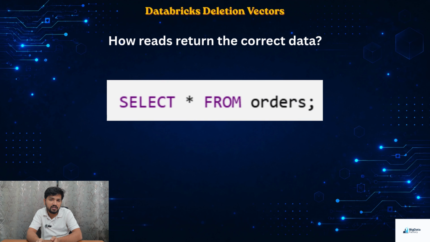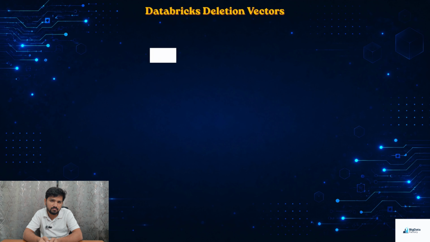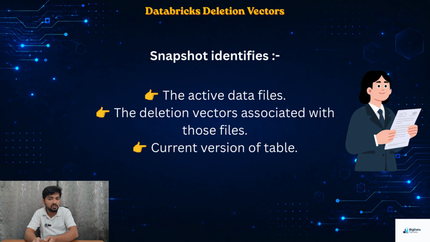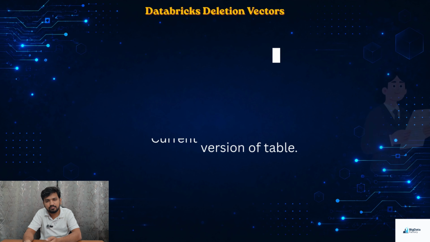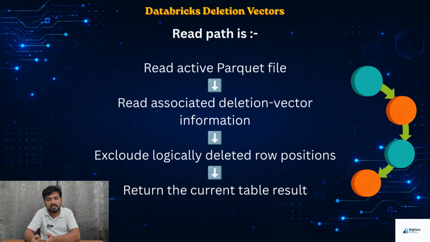So how does a normal query avoid returning them? Suppose a query reads. Databricks resolves the current table snapshot using the transaction log. The snapshot identifies the active data files, the deletion vectors associated with those files, and the current version of the table. Here, the read path is conceptually: read the active Parquet file, read the associated deletion vector information, exclude logically deleted row positions, and then return the current table result. So the user does not need to manually filter deleted rows. Normal table reads apply the deletion vector information automatically when resolving the current state.